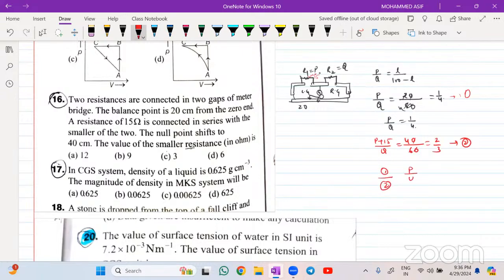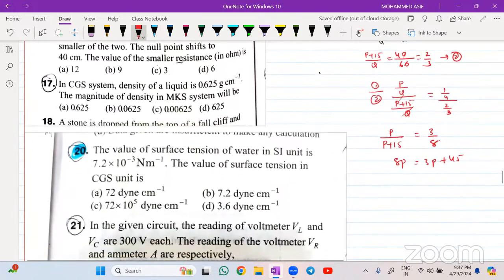That is P by Q divided by P plus 15 divided by Q is equal to 1 by 4 divided by 2 by 3. So this will be P divided by P plus 15, as Q cancels. This will be equal to 3 by 8. Now cross multiply. This is 8P equal to 3P plus 45, since 15 threes are 45. All the P terms you take on one side, 8P minus 3P, this will be 5P. 5P is equal to 45.